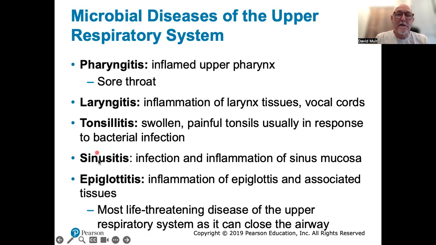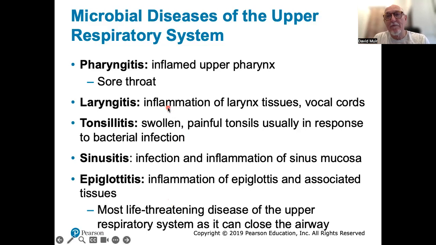The most dangerous situation is, in fact, when the epiglottis becomes inflamed, and that is often an extension of the pharyngitis. Epiglottitis is inflammation of the epiglottis, and this is a life-threatening situation because it can lead to the closure of the airway. Under those circumstances, this is an emergency situation, and it needs to be dealt with vigorously in order to preserve the life of the person.